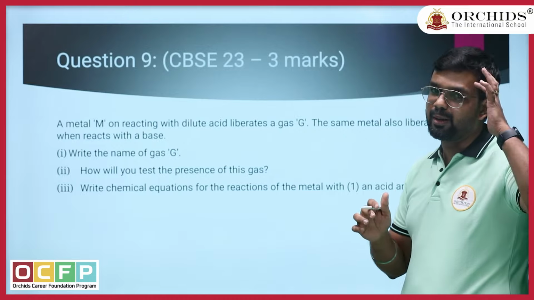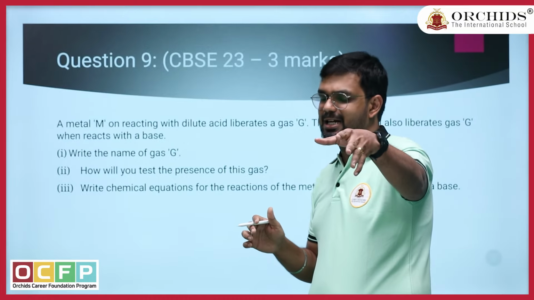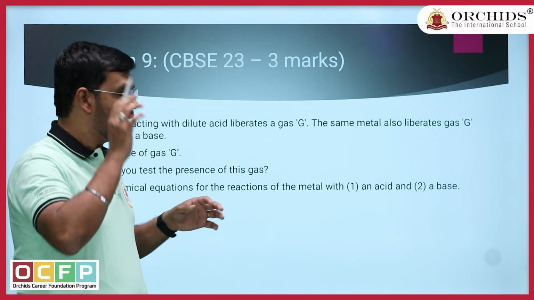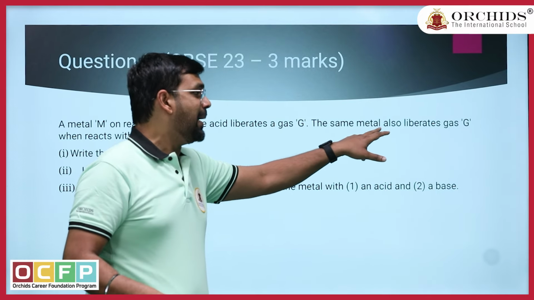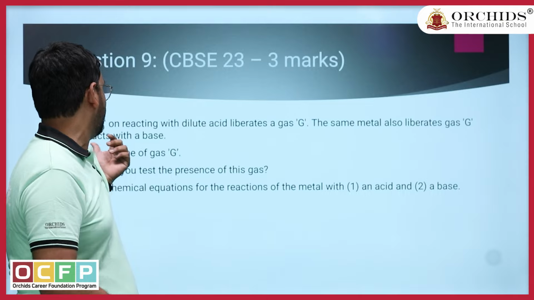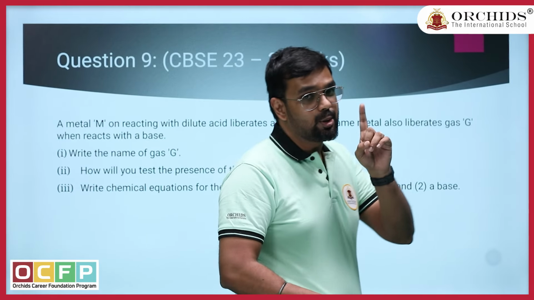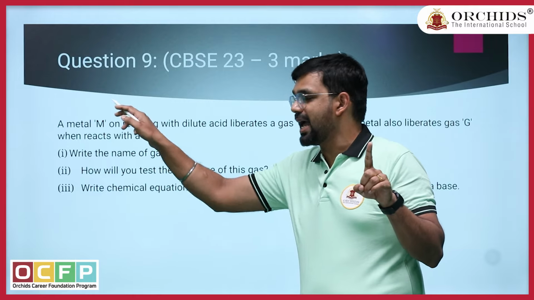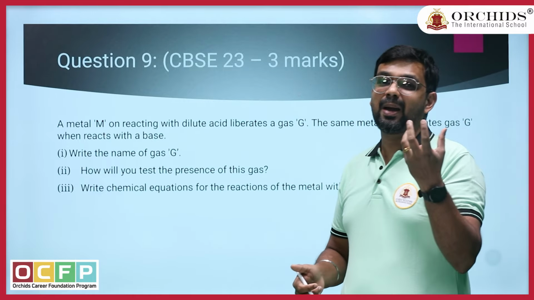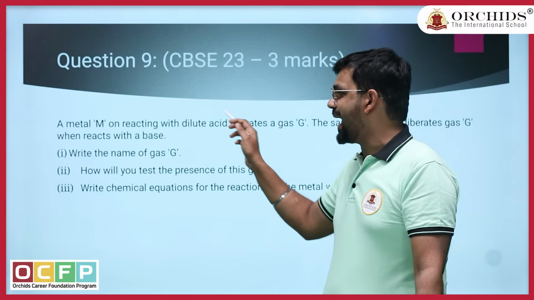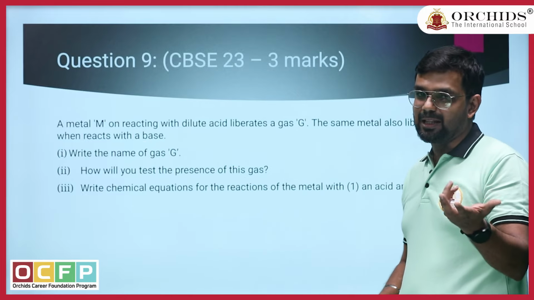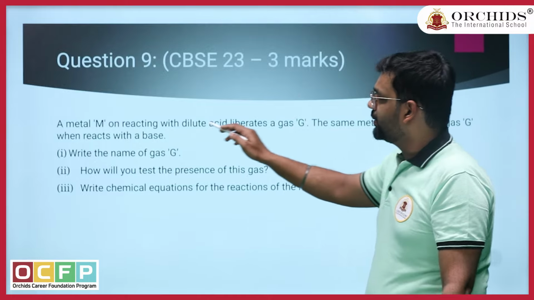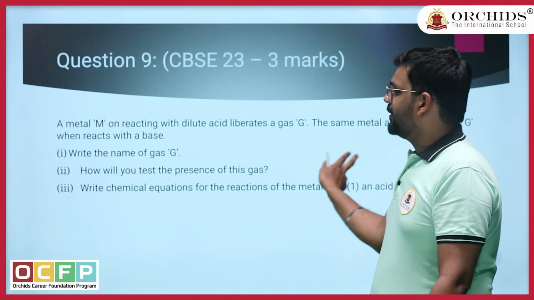Fine. You should remember what happens when a metal reacts with hydrochloric acid or something like that. What is the gas it liberates? Keep that in your mind. The same metal also liberates gas G when it reacts with a base. Oh God, so it is given that there is an acid and a base. So what is that metal which reacts with both the dilute acid and the base? Amphoteric oxides will be forming. Okay, so let's start the answer with this one.